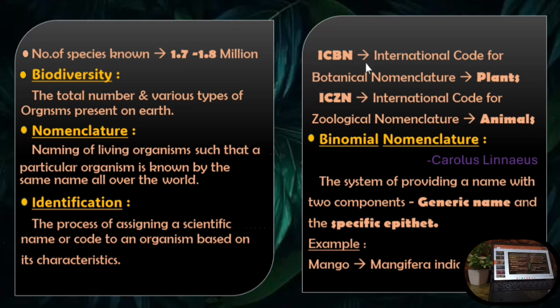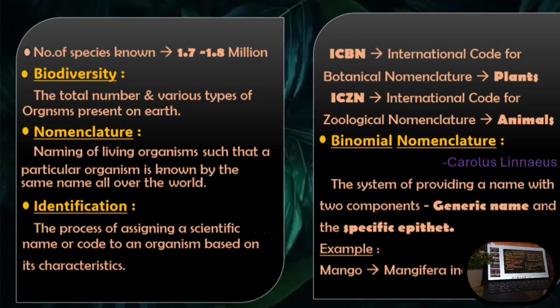ICBN is one of them. ICBN stands for International Code for Botanical Nomenclature, and it is used to name plants. And ICZN stands for International Code for Zoological Nomenclature, and it is for animals. And coming to binomial nomenclature, it was given by Carolus Linnaeus, and it defines the system of providing a name with two components, that is, generic name and specific epithet.